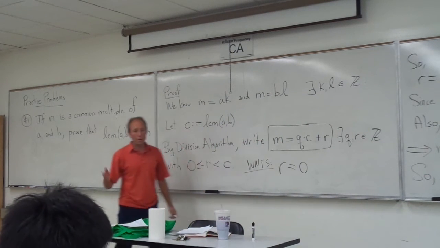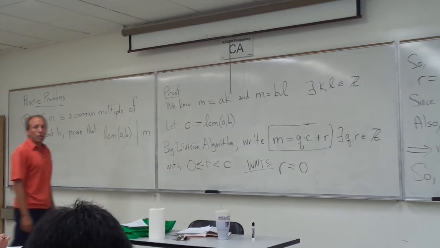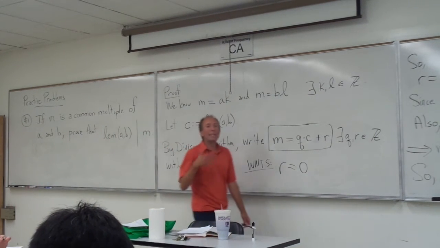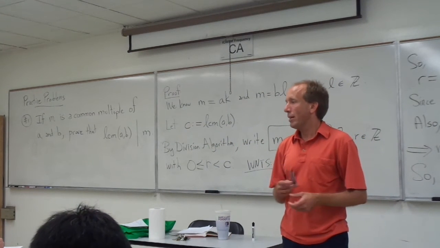If R was any other number, like 1 or 2 or 3 or 4, we would have a smaller common multiple of A and B. But 0 doesn't count, is what I'm trying to say. 0 doesn't count as being a smaller common multiple of A and B.